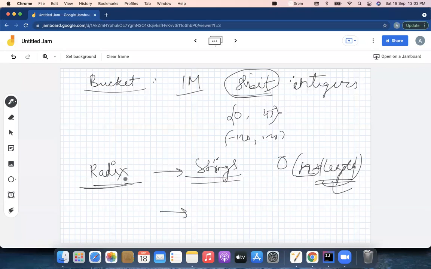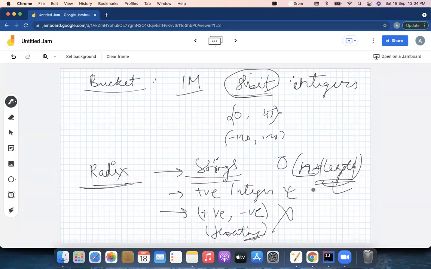Radix sort can be used for numbers always. The only cases when it cannot be used is when there is a mixture of positive and negative numbers, and if it has floating point, then as it is, it won't work. So we will not use it in these cases. And when you will use it, if there are positive integers, you will use it. If there are negative integers, then also you will use it. So these are your takeaways.